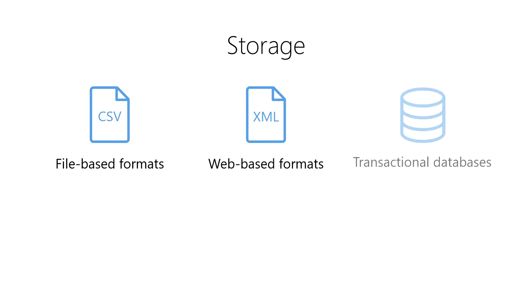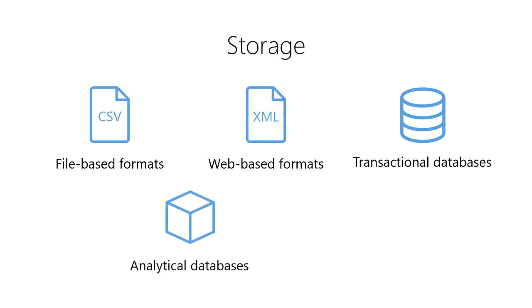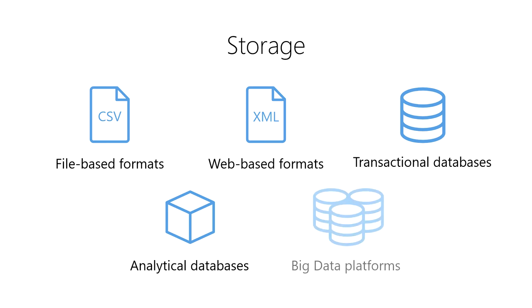Third, we have transactional databases, which store data in a form best suited for transaction processing. For example, normalized relational databases and NoSQL databases. Fourth, we have analytical databases which store data in a form best suited for analytical processing. For example, data warehouses, data marts, and data cubes. And finally, we have big data platforms which can store massive datasets by distributing both data and processing across many computers. For example, Spark, Hive, and Hadoop.